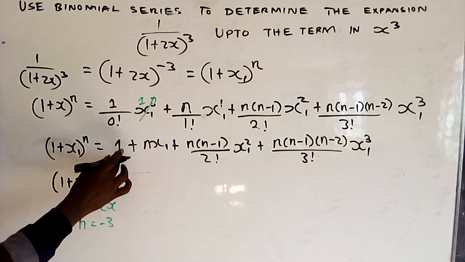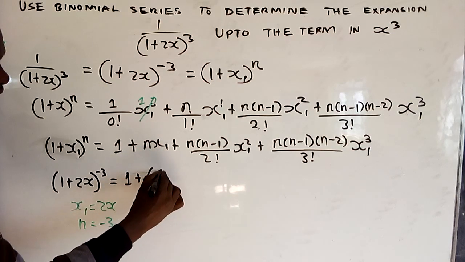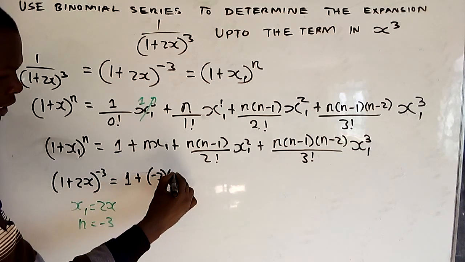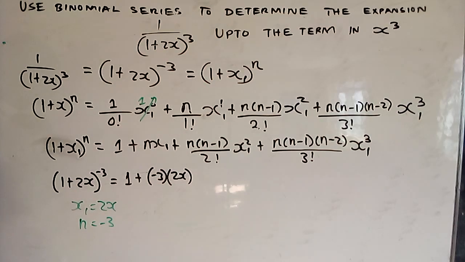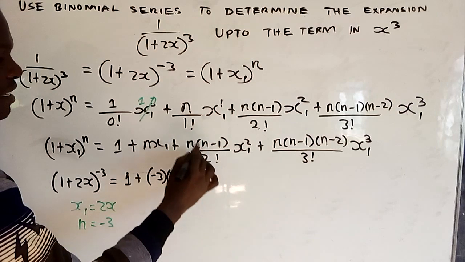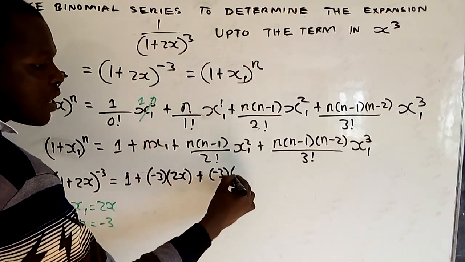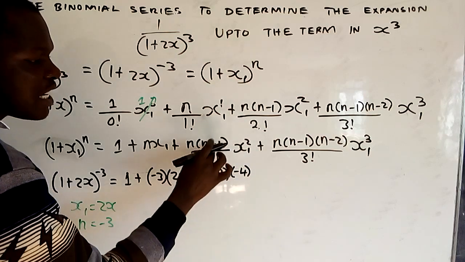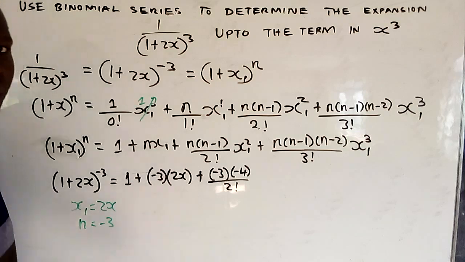Good. So here we have 1 plus n times x1. n is negative 3, x1 is 2x. So you substitute that. Are we together? Move to the next one. Plus n is negative 3, then n minus 1. Negative 3 minus 1 is negative 4. Over 2 factorial, isn't it?